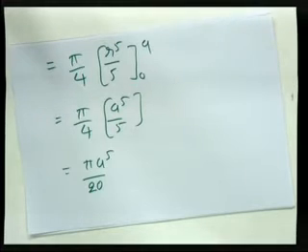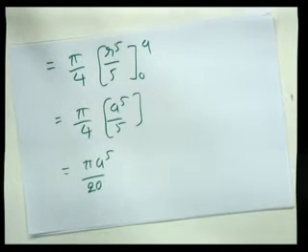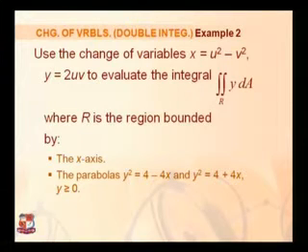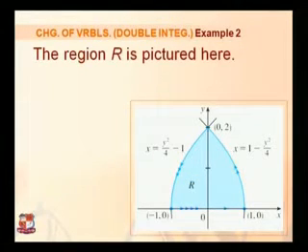Then this is the next example of change of variable. Example number 2: use the change of variable x is equal to u square minus v square and y is equal to 2uv to evaluate the double integration over y dA. Here R is the region bounded by the x-axis and the parabolas y square is equal to 4 minus 4x and y square is equal to 4 plus 4x. So this is the region shown in the diagram here.